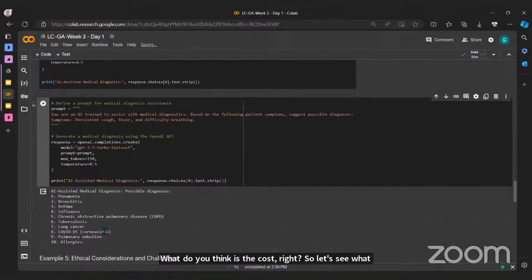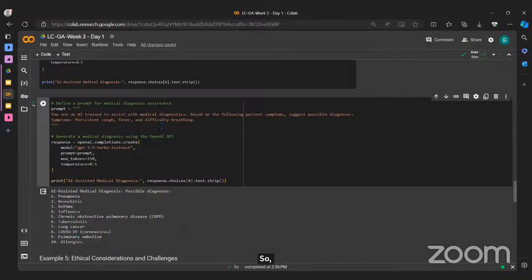Wow, interesting. So the AI assisted medical diagnosis, possible diagnoses are, I don't know how to pronounce it, pneumonia, bronchitis? I'm in the medical industry. Asthma, influenza, chronic obstructive pulmonary disease, tuberculosis, lung cancer, COVID-19, coronavirus, pulmonary embolism, allergies. Person could be allergic to something. So this is the diagnosis it was able to come up with, right?